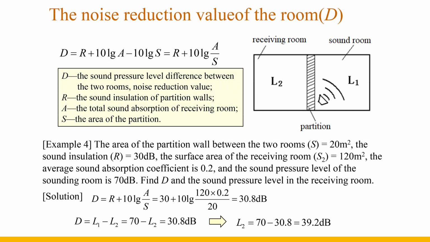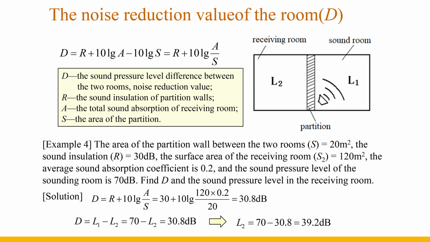The amount of sound absorption is equal to the sound absorption area multiplied by the sound absorption coefficient, and then substitute into the formula with the sound insulation of the partition wall and the partition wall area, and D is equal to 30.8 decibels. From the definition of D, it can be known that D is equal to the difference between the sound pressure level L1 of the surrounding room and the sound pressure level L2 of the receiving room. So L2 is equal to L1 minus D, which is equal to 39.2 decibels.